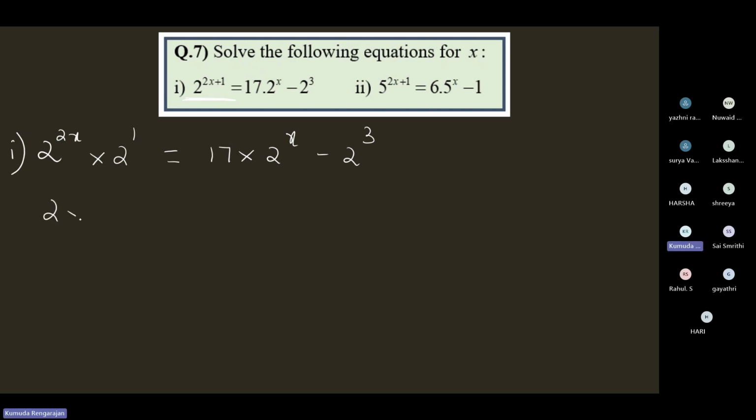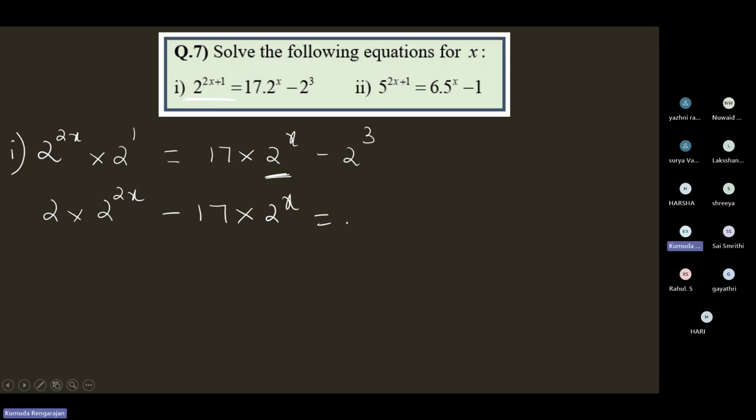So this is like 2 into 2 to the power 2x. Now see again, should I bring everything to one side or only 2 to the power x? I told you, you can do anything. But this 2 to the power x term you should bring to the left hand side. So minus 17 into 2 to the power x. Now this minus 2 cubed, you can have it on this side, or if you feel like it, you can take it to the other side as plus 2 cubed.